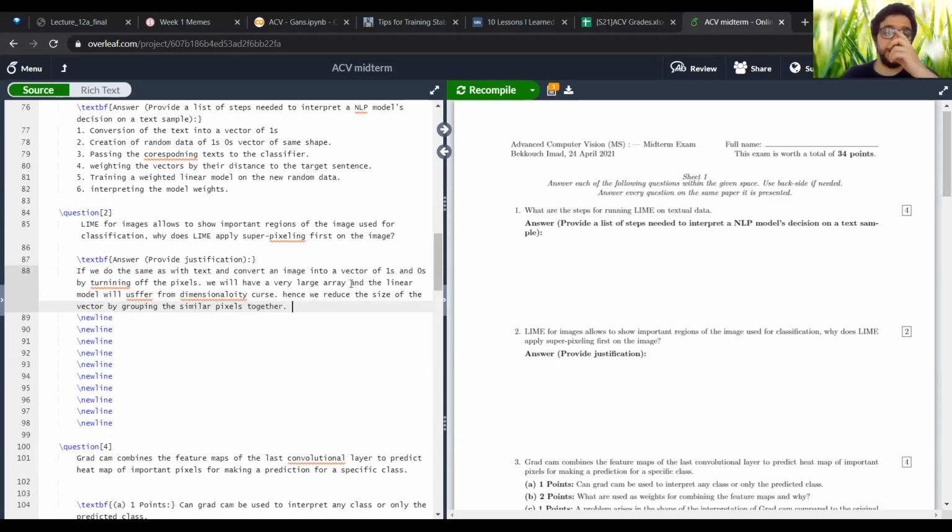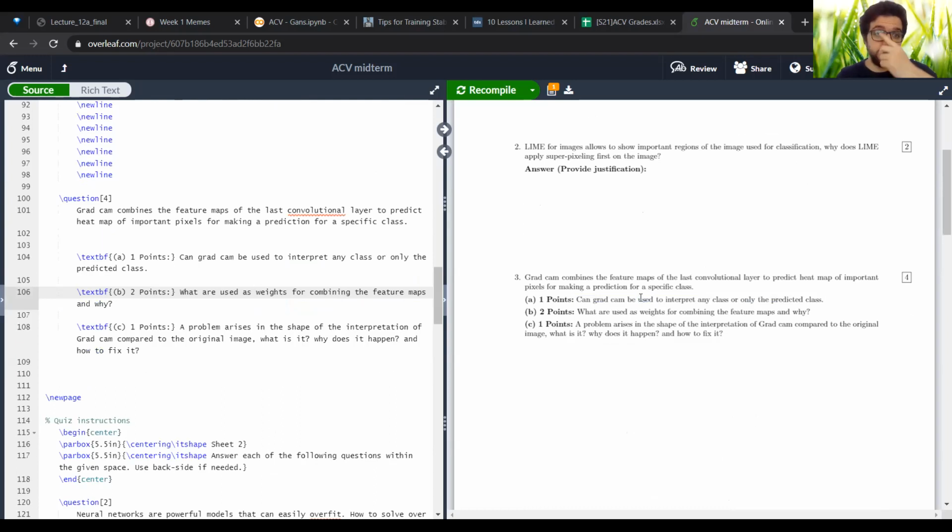So basically, if you explain to me just speaking about the dimensionality curse, or just saying that the vector will be too large, or saying that working with pixels directly is too hard, or saying anything that is related to this one, you will get the full grade. If you say something that is kind of related, not correct, then you will get one. If you just leave it completely empty, then you get zero, of course, right?